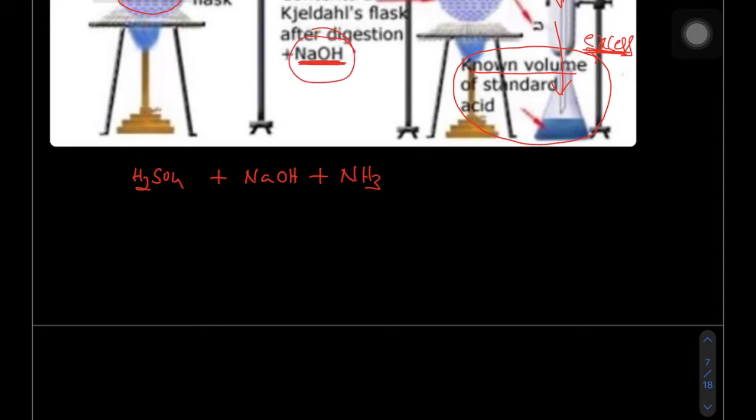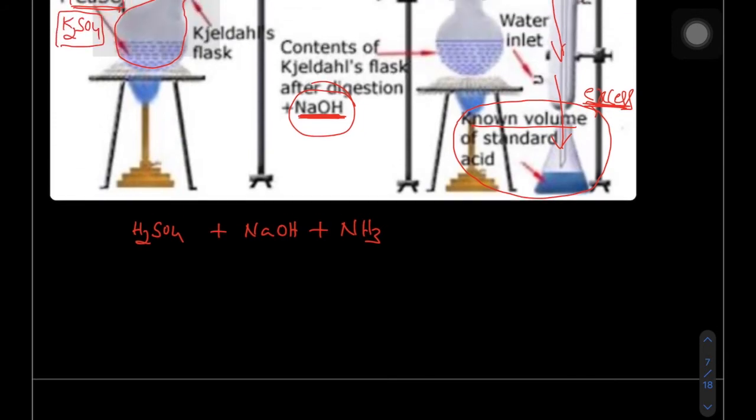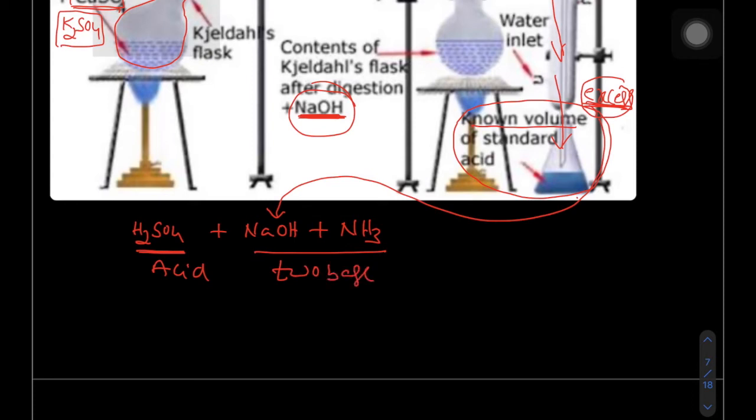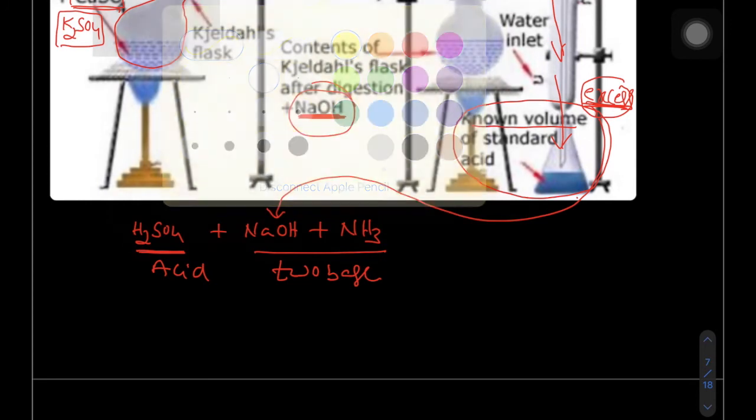Remember, this NaOH is not this NaOH. This NaOH is after absorption of ammonia into sulfuric acid, the excess of sulfuric acid which is left, that sulfuric acid will be neutralized by another base, that is the NaOH. Are you getting my point? Now we have one acid and two bases.